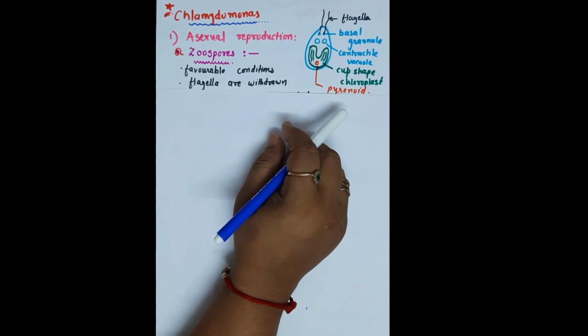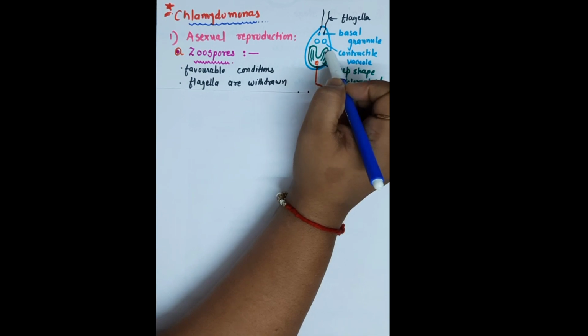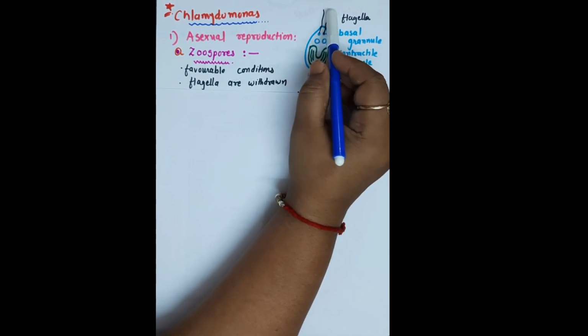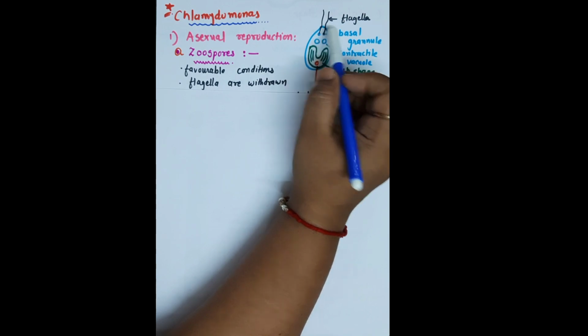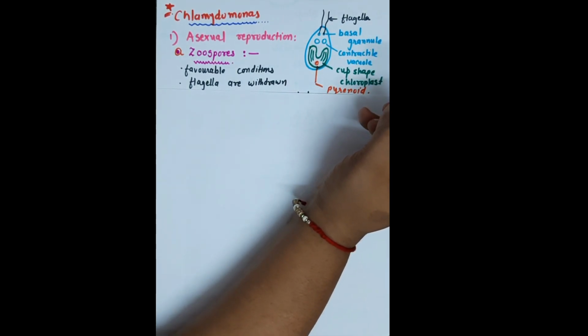Today in this lecture, we'll discuss Chlamydomonas. Chlamydomonas has two flagella which are of equal size and located apically. These flagella arise from two basal granules. Below the basal granules, they possess a contractile vacuole.